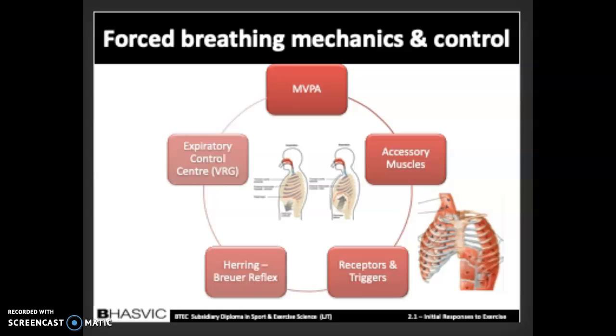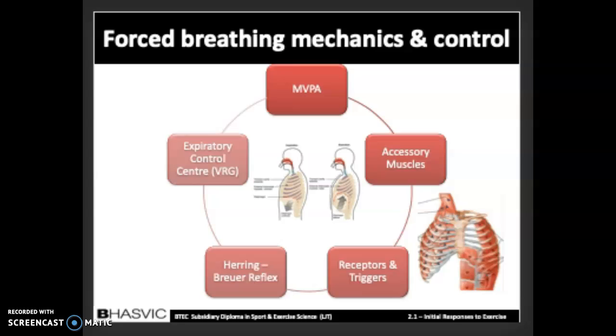Respiratory control center. The medulla oblongata is the main respiratory control center, and it functions to send signals to muscles, telling them to contract, causing inspiration. There are two groups in the medulla that control breathing: the ventral respiratory group and the dorsal respiratory group. The ventral respiratory group stimulates expiratory movements, whereas the dorsal respiratory group stimulates inspiratory movements.